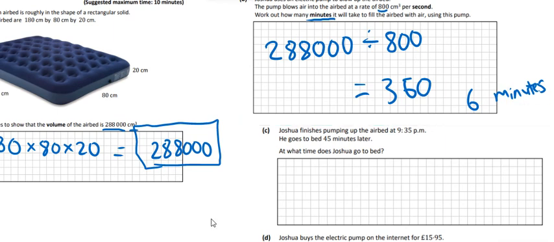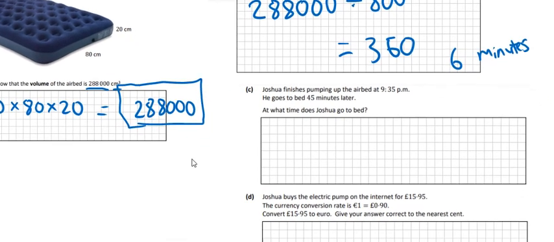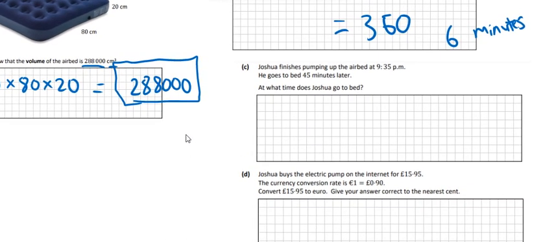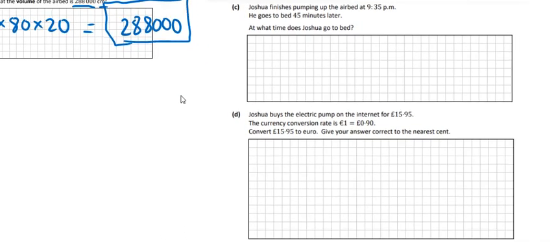Part C, Joshua finishes pumping up the airbed at 9:35. He goes to bed 45 minutes later. At what time does Joshua go to bed? They're just asking you to add on 45 minutes to 9:35. So 9:35, that's the same thing as 25 to 10 at night.